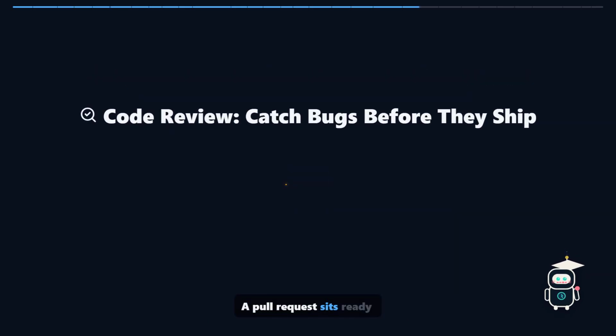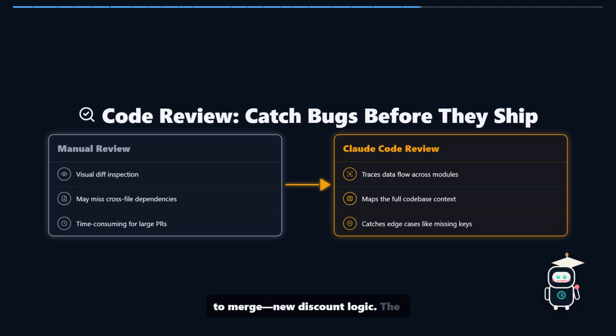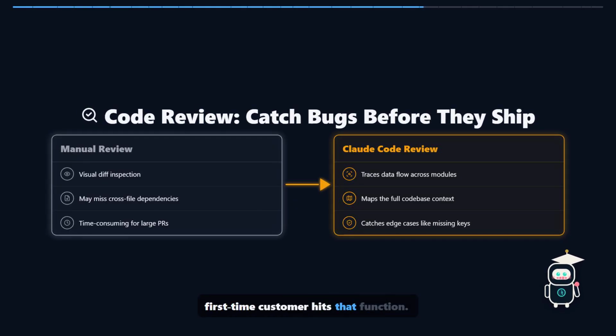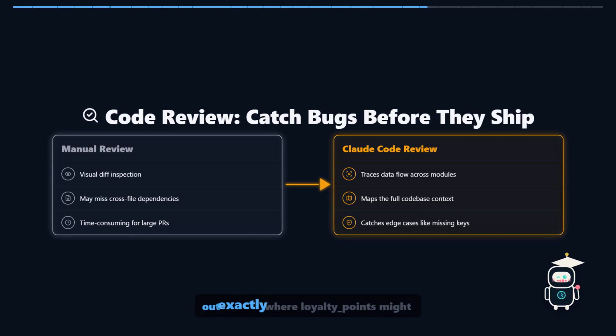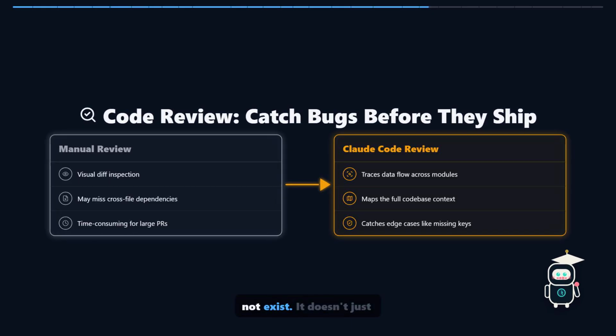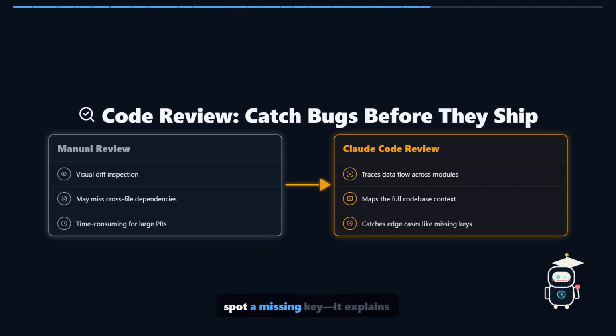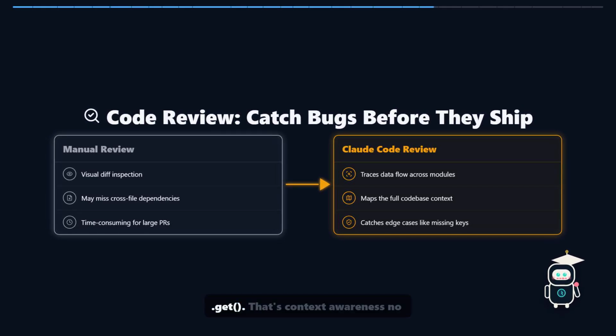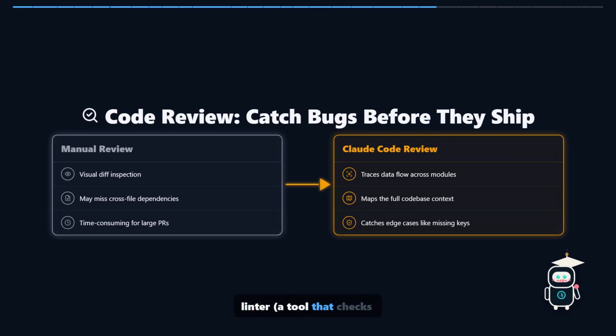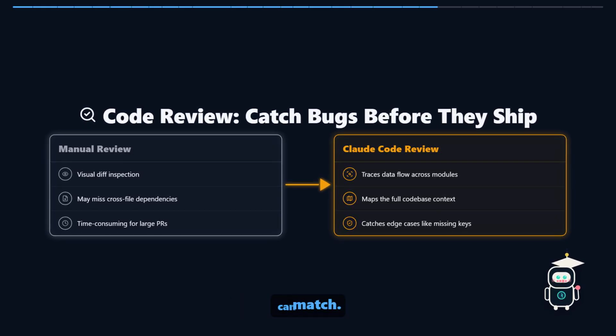A pull request sits ready to merge. New discount logic. The dev tested it, but nobody checked what happens when a first-time customer hits that function. Claude Code reviews the Git diff, maps the entire user model across files, and calls out exactly where loyalty points might not exist. It doesn't just spot a missing key. It explains that three other endpoints rely on the same assumption and suggests the safe fallback using .get. That's context awareness no linter, a tool that checks code for errors in style, can match.